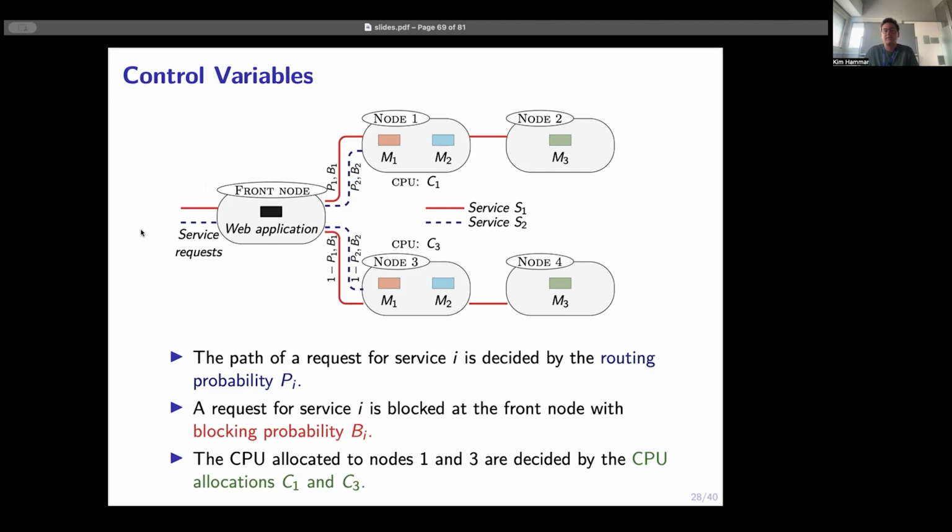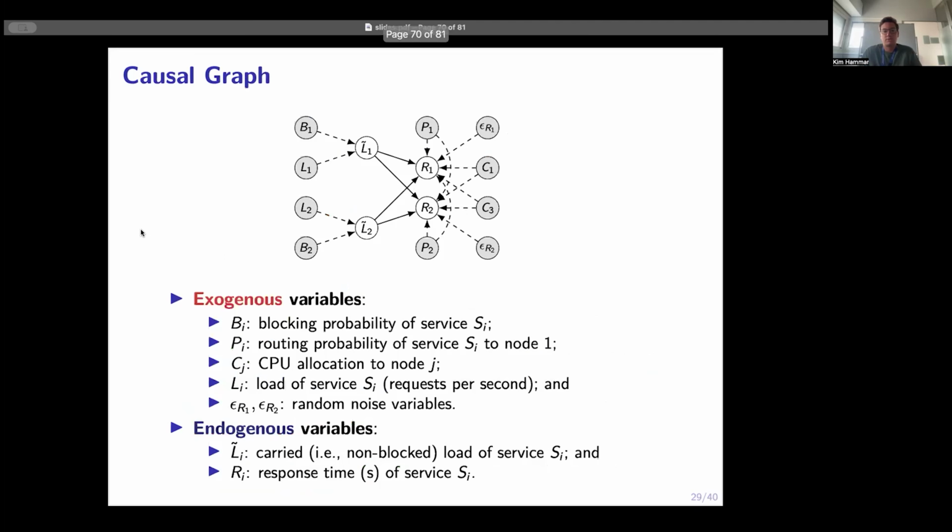So we would like to identify now a causal model that tells us precisely how changing these control variables will impact the response time of a service request, because that will then allow us to optimize the system to meet management objectives. And to this end, we define the causal structure of the system using this graph. So here, all of the control variables are exogenous.